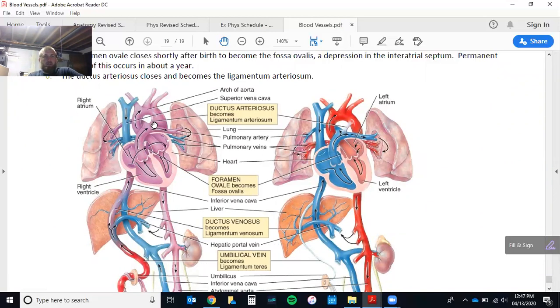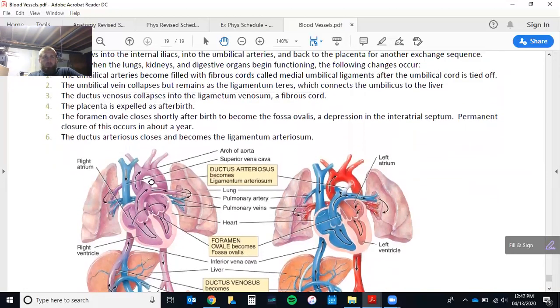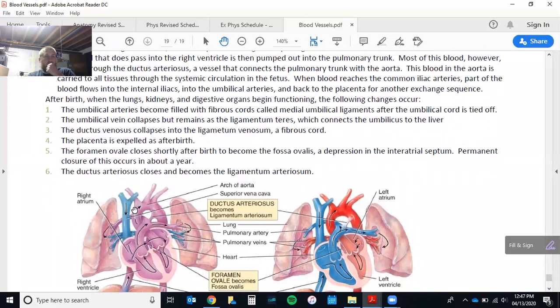Now, after birth, we talked about how that hole in the heart closes. This connection between the pulmonary trunk and our aorta, that closes. Okay. We have special names for those things. And these are two of the 6 major changes that occur after birth when our lungs, kidneys, and digestive organs begin functioning. And those are listed here as 5 and 6. Foramen ovale closes shortly after birth, becoming the fossa ovalis, a small depression in the interatrial septum. And typically this takes place about a year. Ductus arteriosus closes, becomes that ligamentum arteriosum.